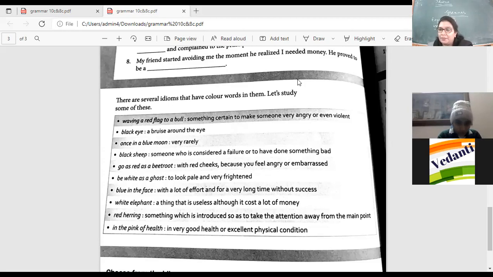Red herring. Oh, we are over the period also, is it? Yes. So please go through that. Red herring is to take away attention. So someone's trying to cause distraction, right? Someone does something so that you don't discuss the main point. Red herring. Pink of health. Oh, we love it. I hope you're in the pink of health. Isn't it? This is one idiom that we all use a lot. Okay, so please go through the idioms.